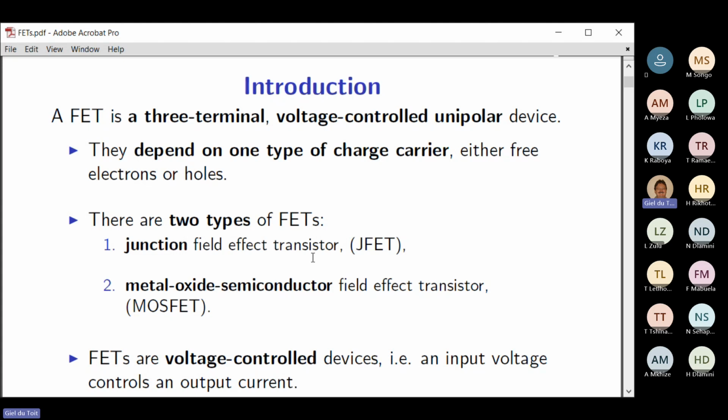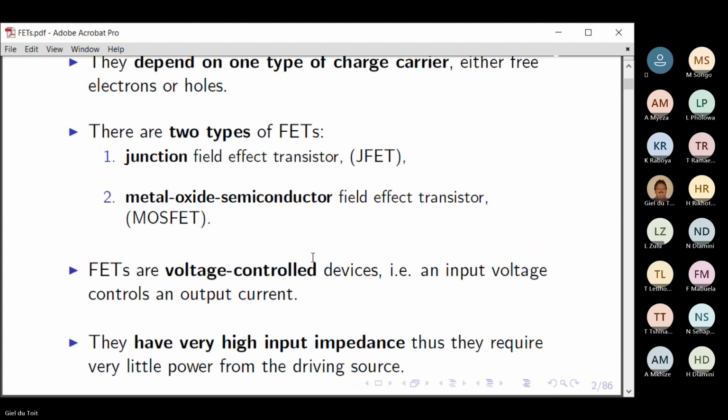So FETs are voltage control devices, and the input voltage controls the output current really. We can put 2 volt or 3 volt in, and we can get 2 amp or 3 amp out of it. That is basically converting a voltage to a current, while a BJT is really a current input and a current output.